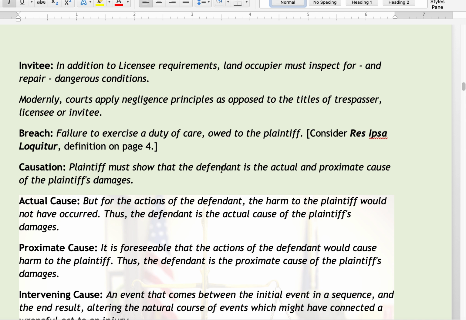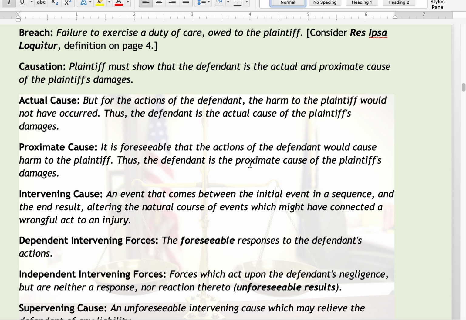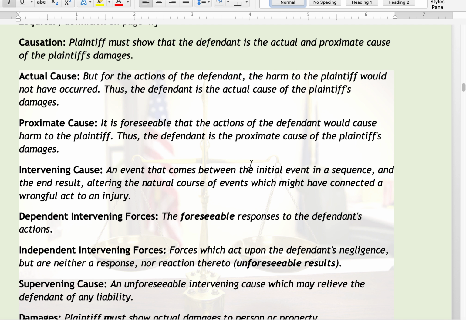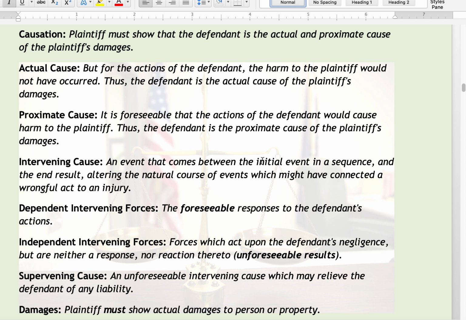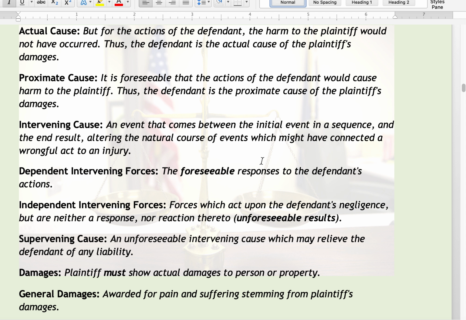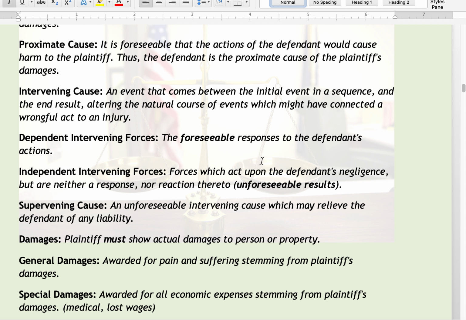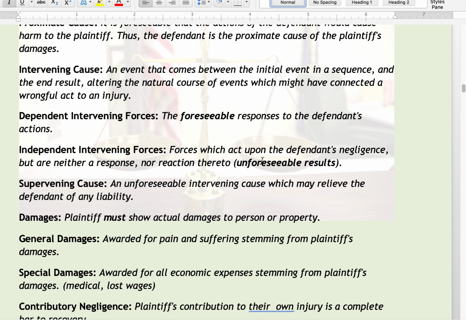So, breach. Failure to exercise the duty of due care owed to the plaintiff, consider res ipsa loquitur. Causation. Plaintiff must show that the defendant is the actual and proximate cause of the plaintiff's damages. Actual cause: but for the actions of the defendant, the harm to the plaintiff would not have occurred. Thus, the defendant is the actual cause of the plaintiff's damages. Proximate cause: it is foreseeable that the actions of the defendant would cause harm to the plaintiff, thus the defendant is the proximate cause of the plaintiff's damages.